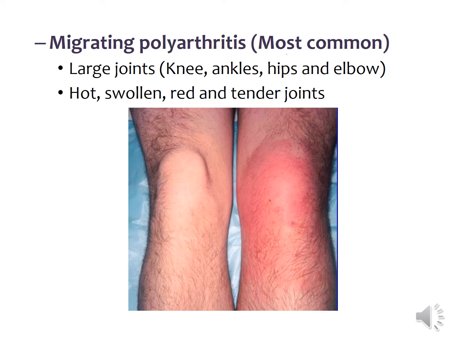Arthritis is the most common form of this immune complex mediated disease in rheumatic heart disease, rheumatic fever, where the large joints are involved, like knees, ankles, hips and elbows. The joints are swollen and red in nature, and tenderness is also present. If you press over the joint, they feel severe pain.